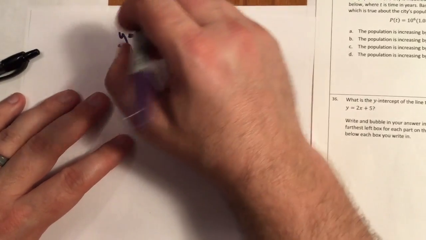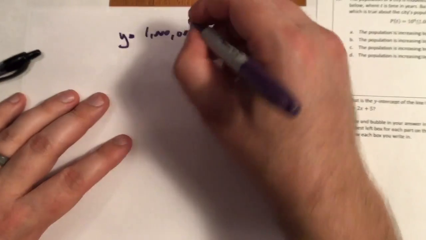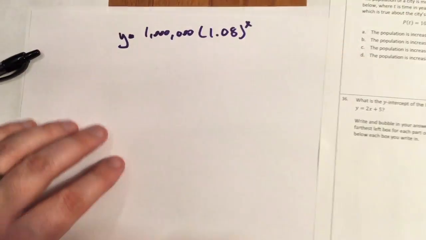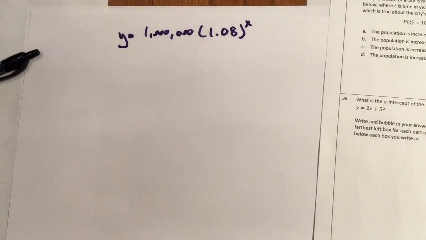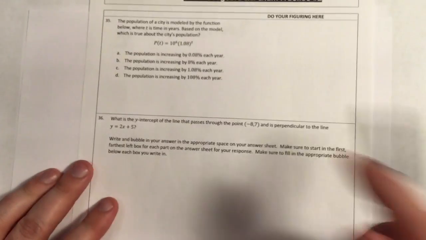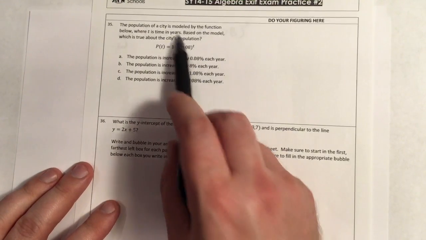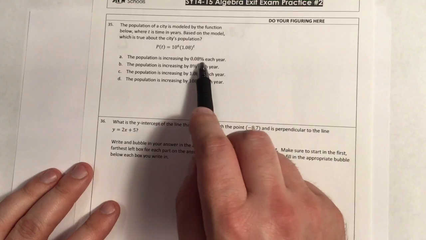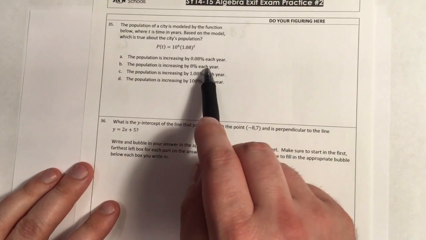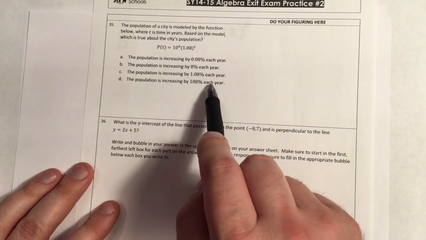Y equals 1 million times 1.08 to the power of x. Right? It's the same thing. And P of t is just my population, and t is the amount of years. So the population is increasing by 0.08 each year, or the population is increasing by 8%. The population is increasing by 1.08, or the population is increasing by 108% each year.